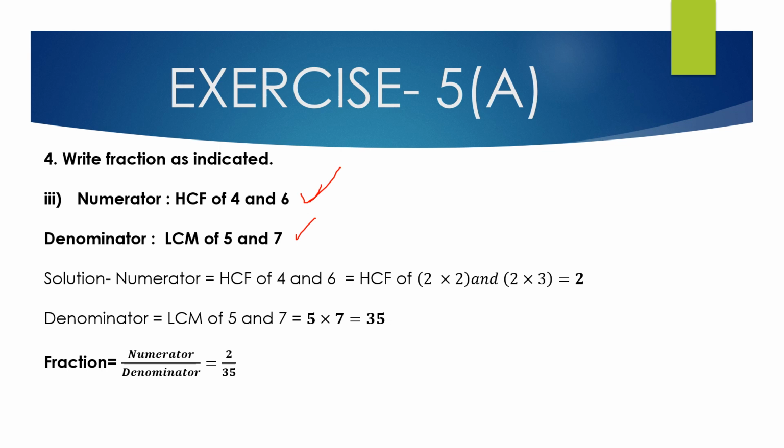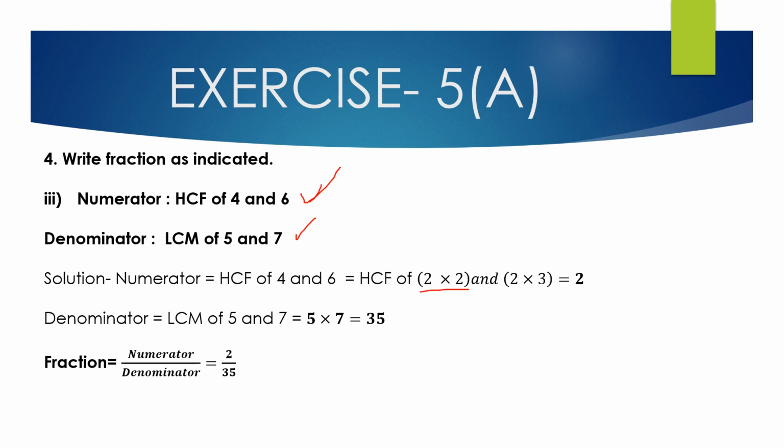HCF is highest common factor. We have to find the highest common factor of 4 and 6, and that will be the numerator of the fraction. And the denominator is the LCM of 5 and 7. LCM is lowest common multiple. We have to find the lowest common multiple, that is the LCM of 5 and 7, and that will be the denominator of the fraction.